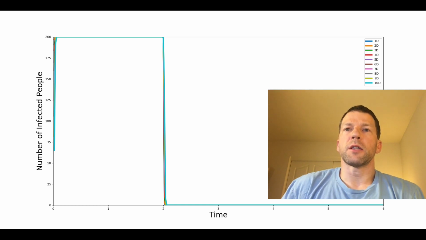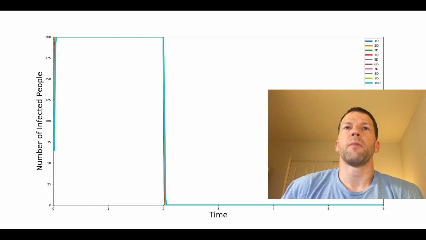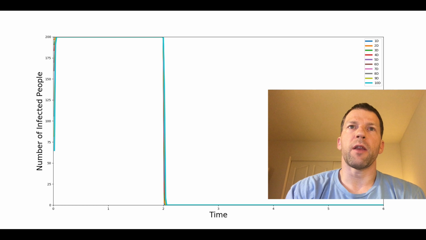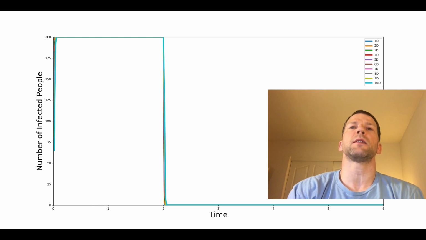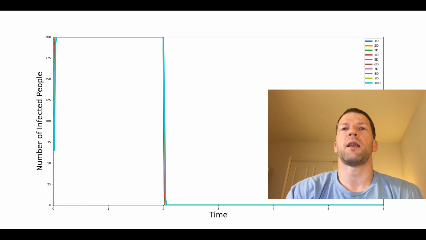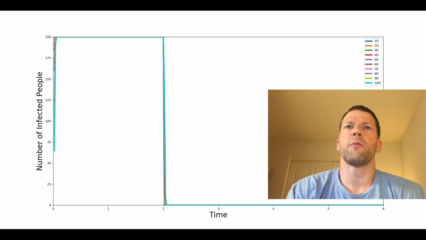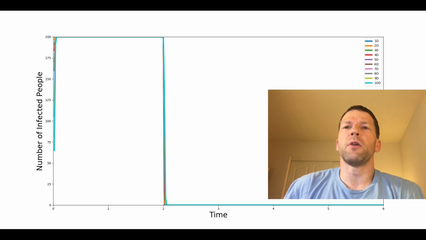So let's look at what happens up to 10 dimensions. So now I've plotted this in the first 10 dimensions. We see everybody infects each other almost instantaneously. All 200 people are infected. We wait for 2 days and everybody heals. But, okay, that was up to 10 dimensions. Does this hold for every dimension? Let's keep going. Let's put up to 20 dimensions on there.